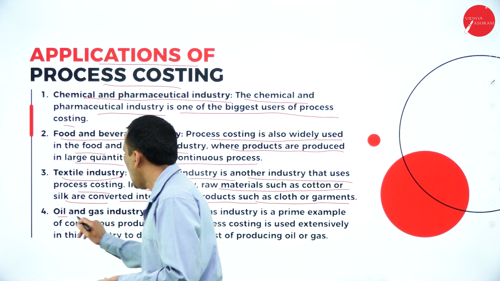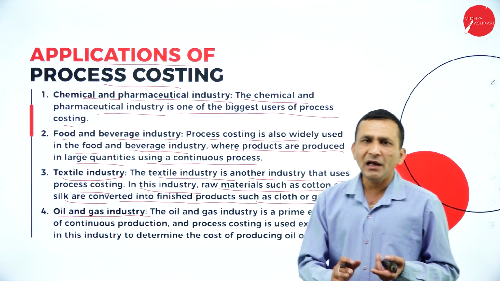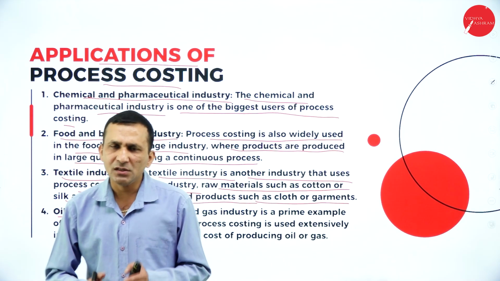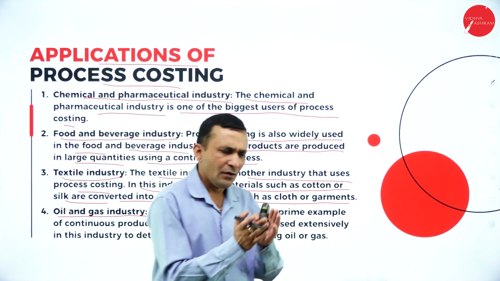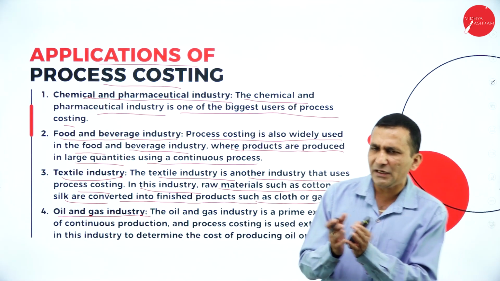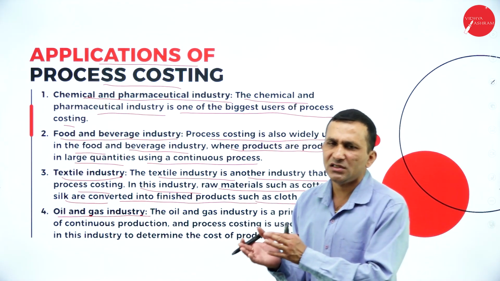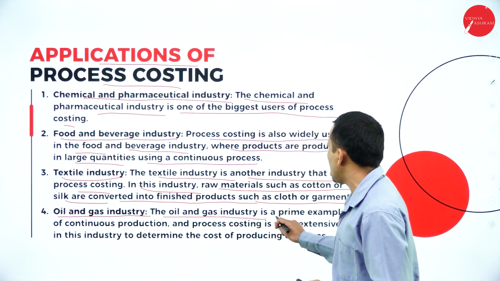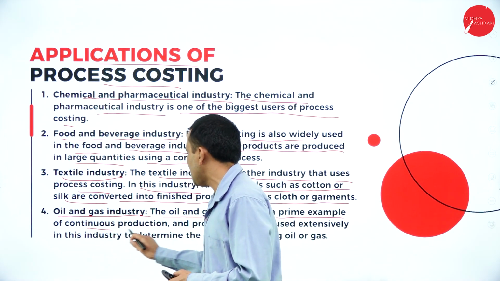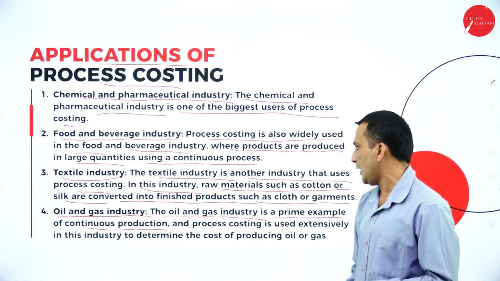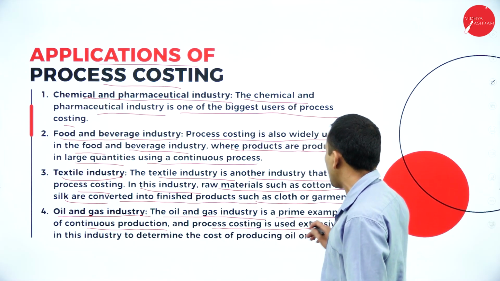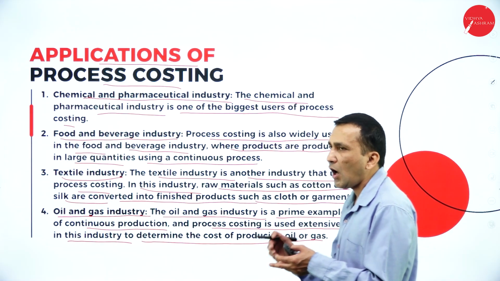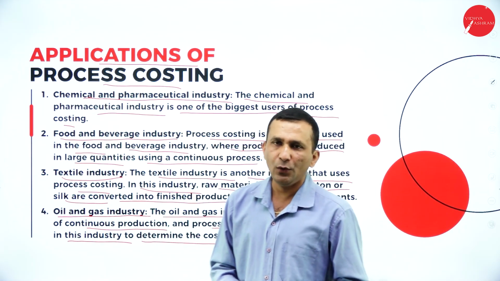Next, moving to the oil and gas industry, where certain processes are going on. For example, petroleum products need to be segregated from the oil. We need to separate petrol, separate diesel, separate kerosene. So a lot of processes are involved. The oil and gas industry is a prime example of continuous production, which is not one time. Process costing is used extensively in this industry to determine the cost of producing oil and gas. A lot of processes are involved.